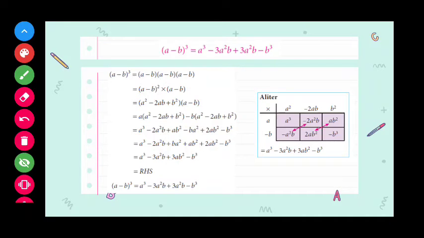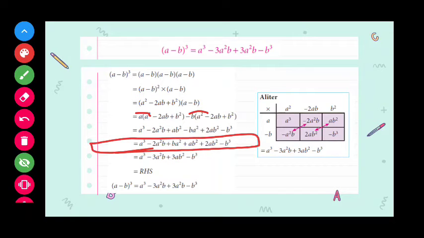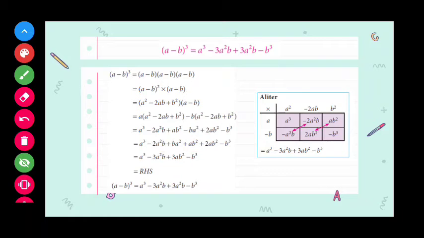After multiplying this a inside and b inside, you get this big term, and after solving all the things you get this final identity. This is very much easier to prove, but this is nowhere from your exam point of view.